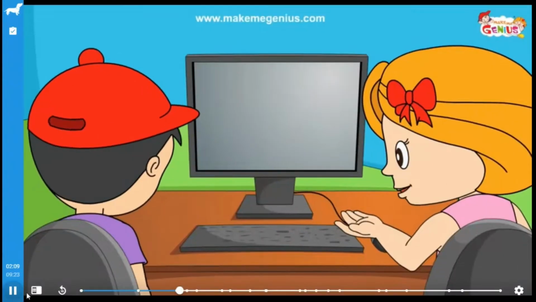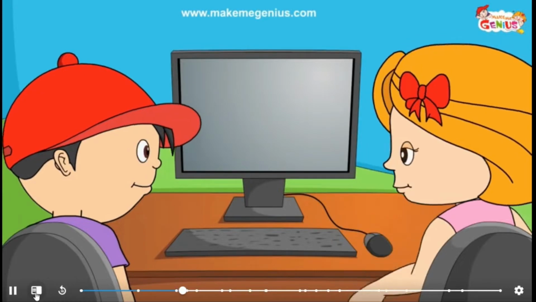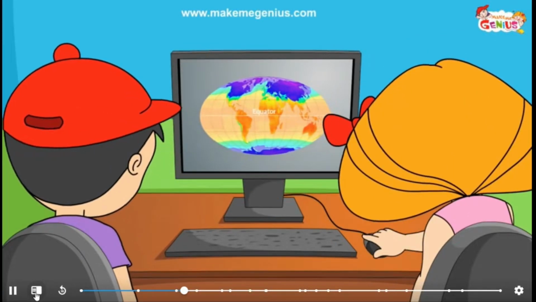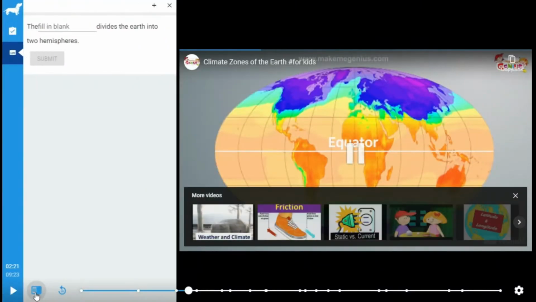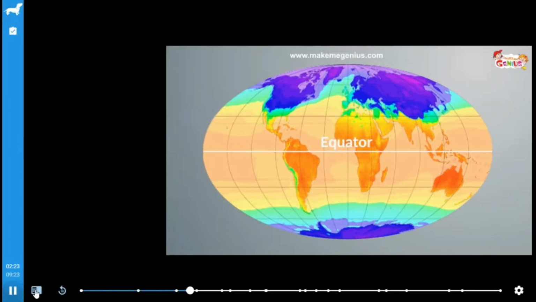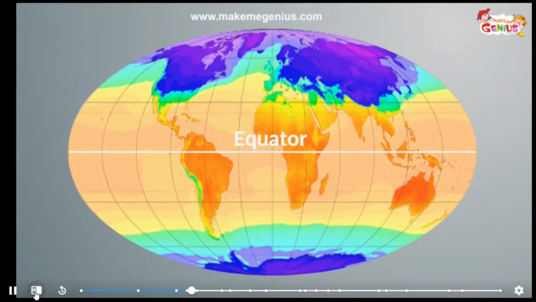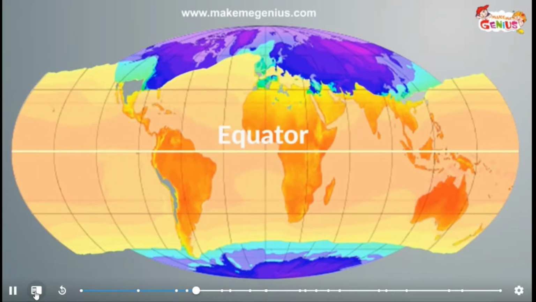Now let's learn about the causes of different kinds of climate in different parts of the world. Look at this. Oh, it's a globe. Why are there different colors in different parts of the globe? The colors on the globe represent the average temperature of those places. That means the places near the equator have a very high temperature.